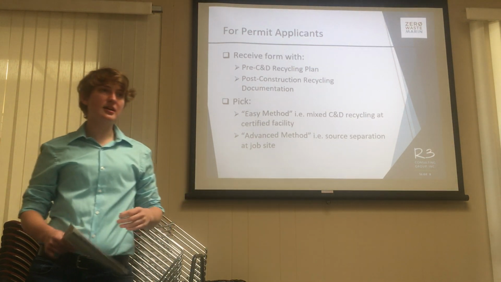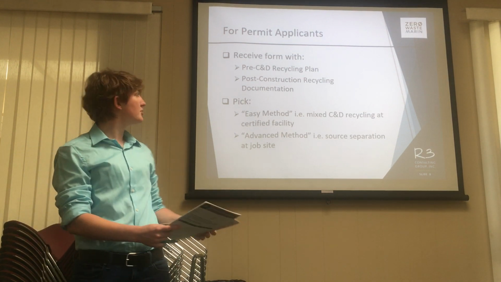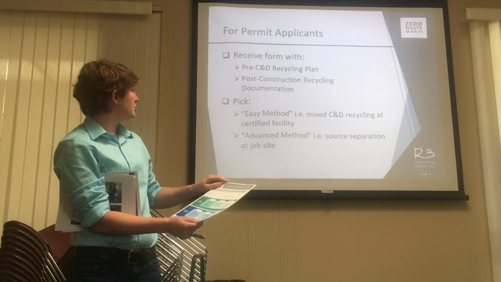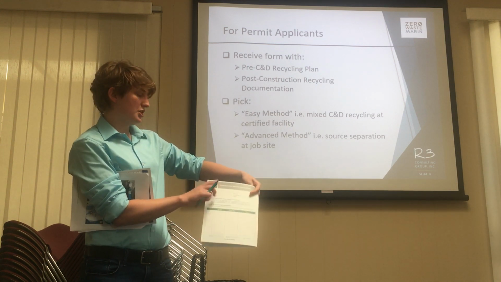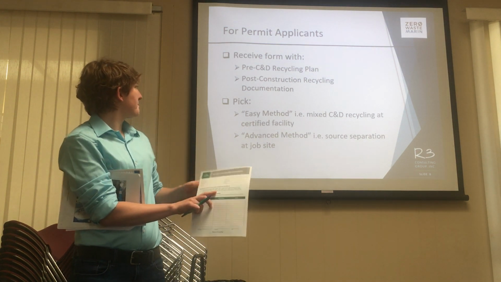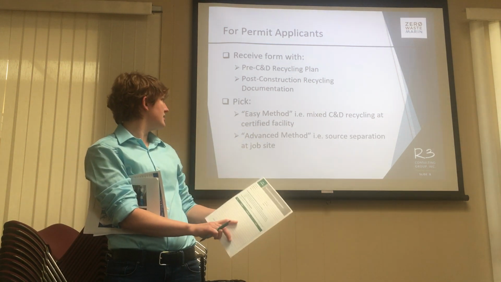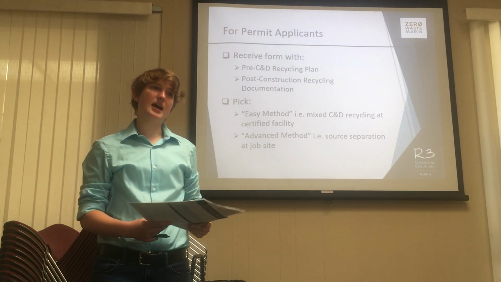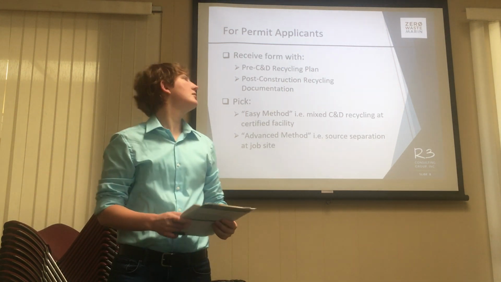Okay, so stepping through the process for a permit applicant, you would receive what we're calling the pre-construction demolition plan, that's the first page, and then the post-construction documentation is this last page, but that's only under the easy method. So they're supposed to be choosing basically between the easy method, which is represented here, and then the advanced method, which is described in more detail under the Cal Green Code. So let's see the next slide.